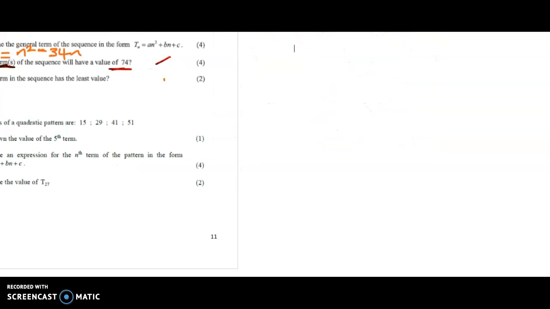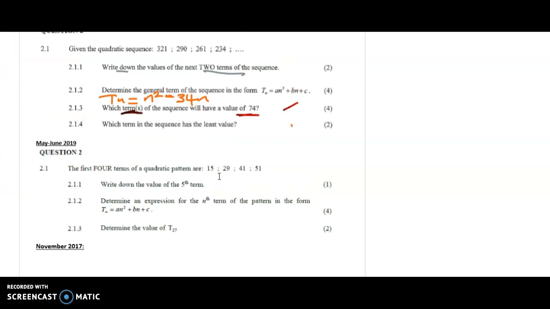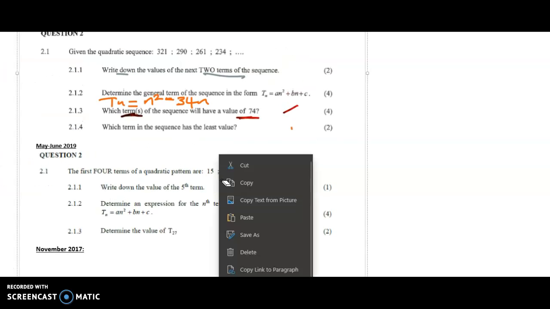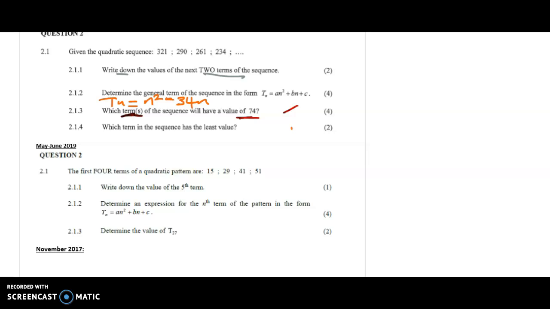So let's get straight to it. We know that it's at n equals 14 and, maybe I should say, at n equals 20. So which terms in the sequence have the least value?